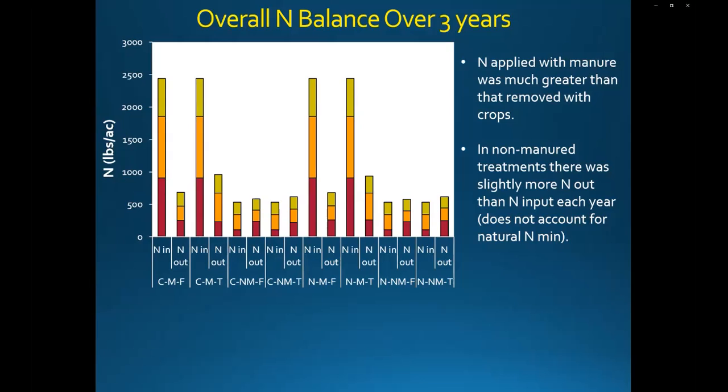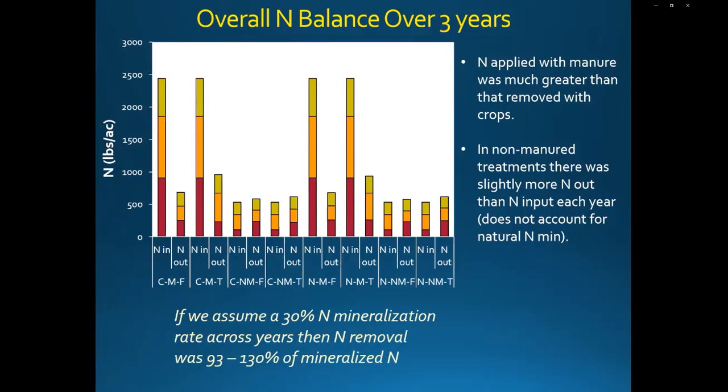So obviously, again, like we did with the long-term manure study, you can see that the amount of total nitrogen that's going onto these plots when we add manure is pretty significant and quite a bit greater than the nitrogen that's coming off. And in this case, even after the 3 rotations, the amount of total nitrogen that we put on with one application was pretty much greater in almost all cases than the amount that was pulled out over those 3 years. In the non-manure treatments, there was slightly more nitrogen out than in each year, but that does not account for natural nitrogen mineralization, so we were never deprived of nitrogen in this study.